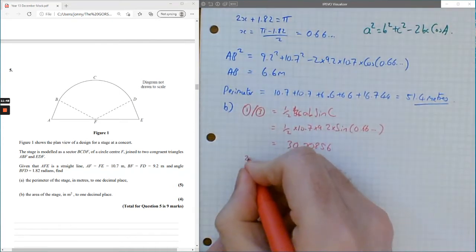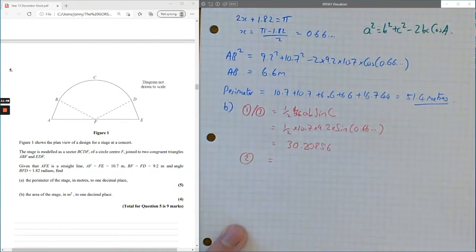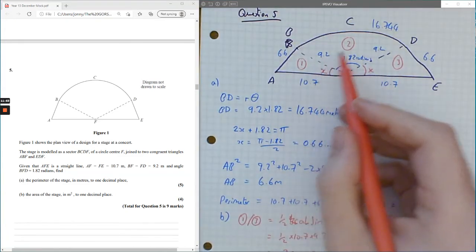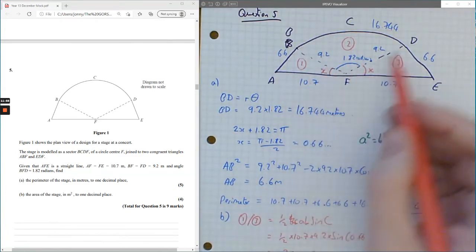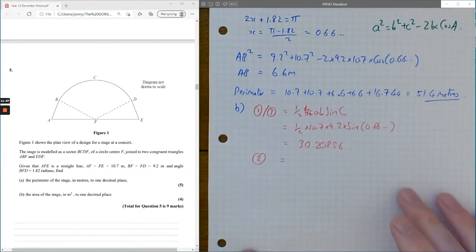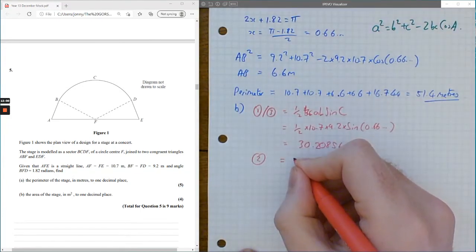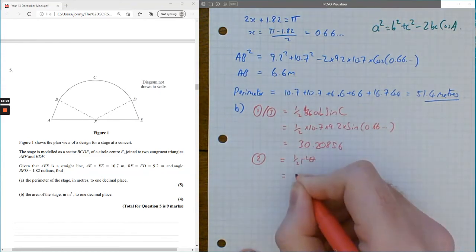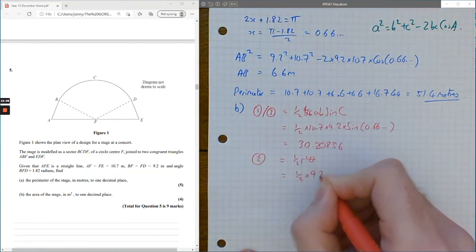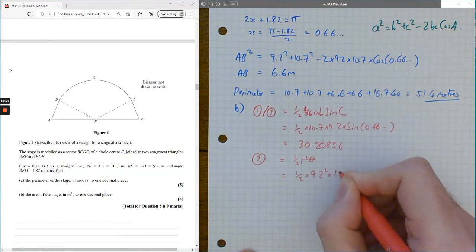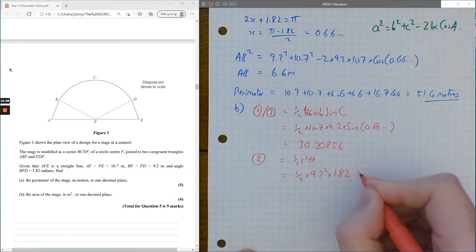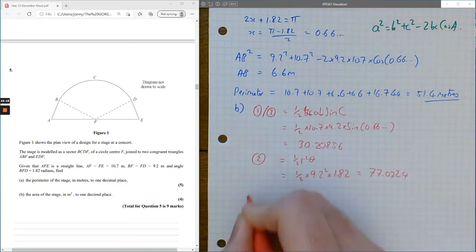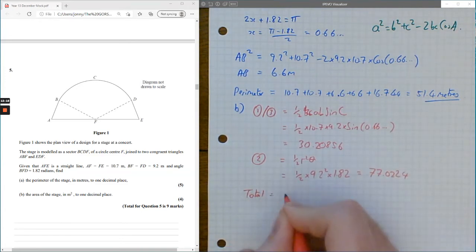And then area 2 will be, if we look back at the diagram, the sector of a circle, which again you need to know the formula for, which is 1/2 r² theta, because we're working in radians. So 1/2 times 9.2 squared times 1.82, which gives you 77.0224.